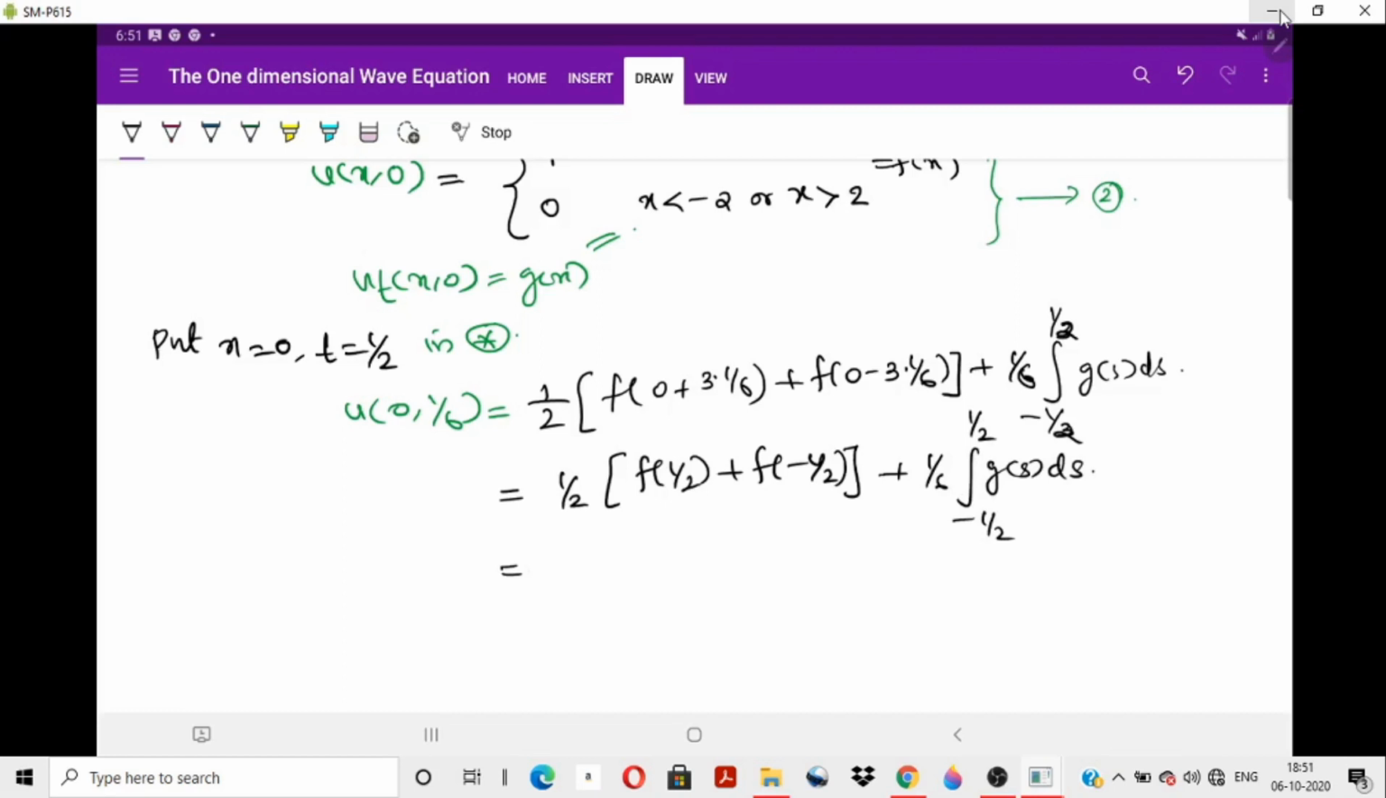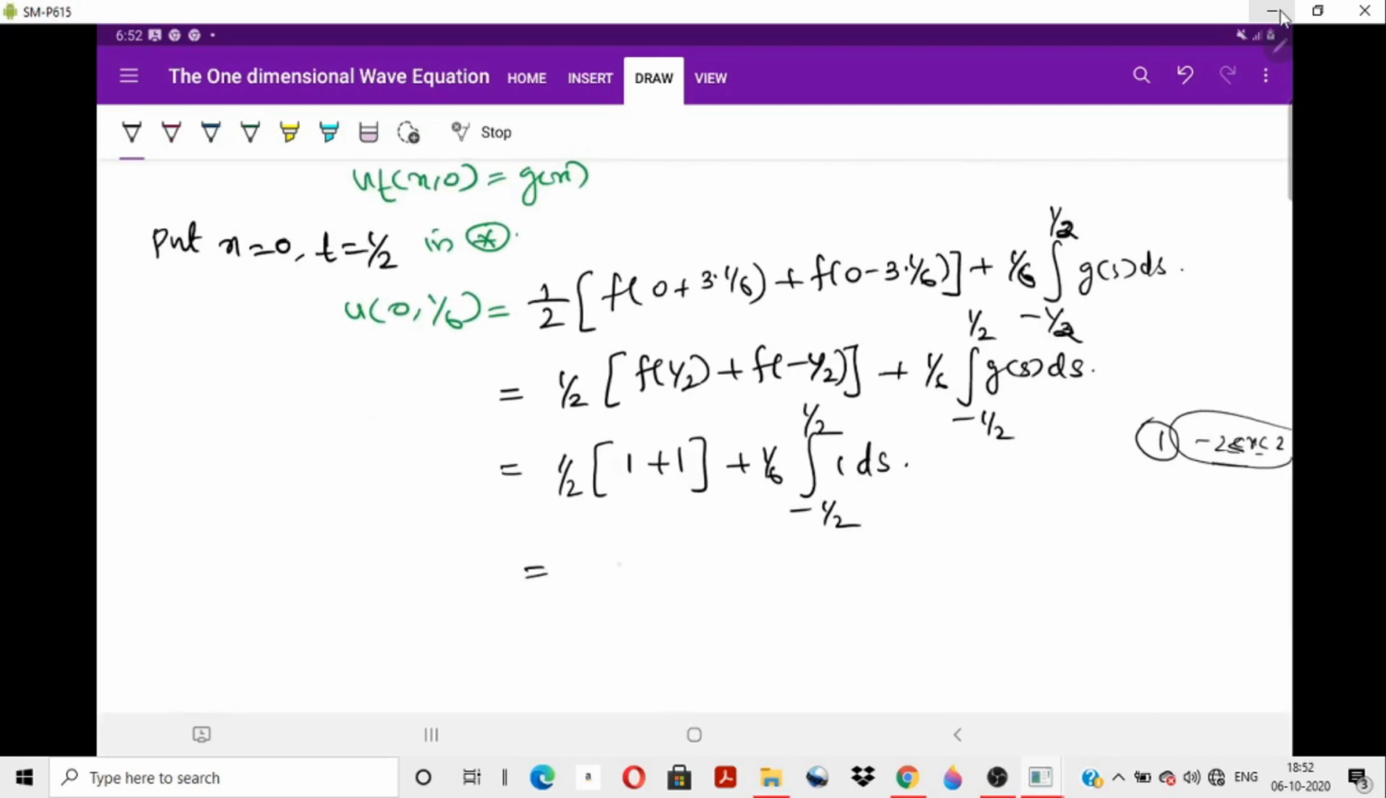And we know that f of x has the value 1 for minus 2 less than or equal to x less than or equal to 2, and g of x also has the same value. So whenever x is equal to 1/2 or minus 1/2, both values lie in this interval, and hence the functional value is equal to 1. So this is equal to 1/2 into 1 plus 1/6 into integral minus 1/2 to 1/2 of 1 ds.